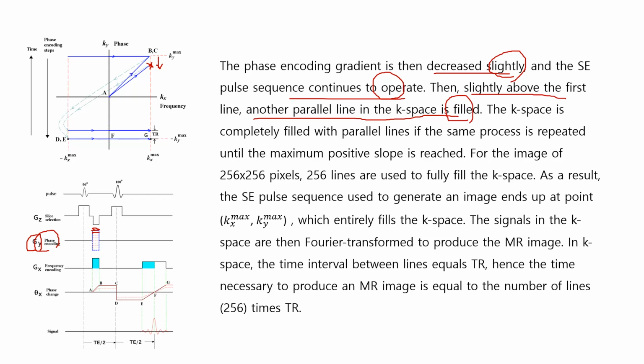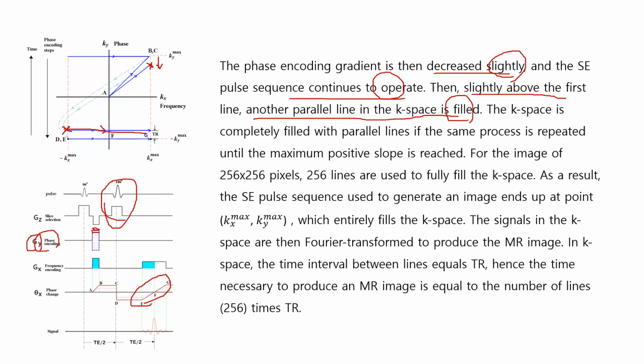So the same process here. Due to this 180-degree pulse, the phase is reversed. So going here, and from E to G, one line of signal is filled. Okay.